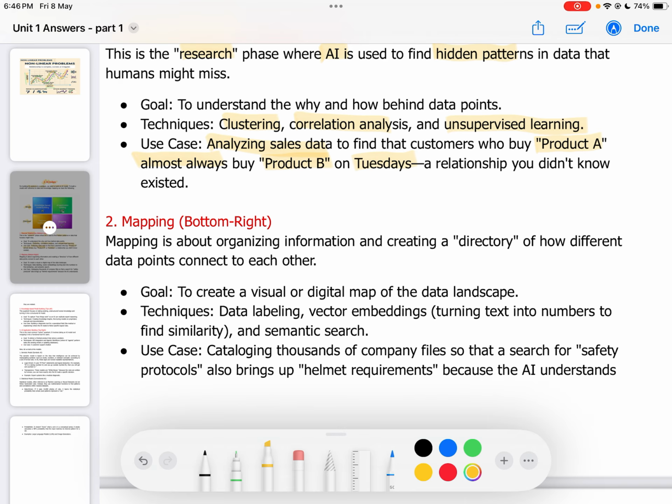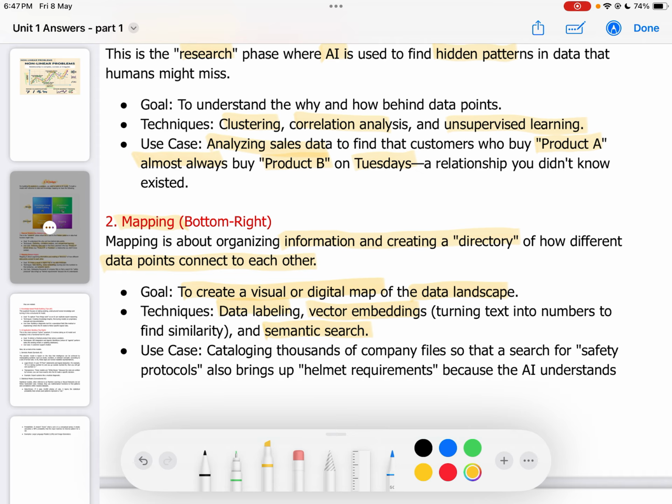Second is mapping. Mapping is organizing information and creating a directory of how different data points connect to each other. See, two points are there, and how they are connected is something the AI model will generate. So, to create a visual or digital map of the data landscape, whatever data we are giving, it will create a digital map. The techniques are data labeling, vector embeddings, and semantic search.